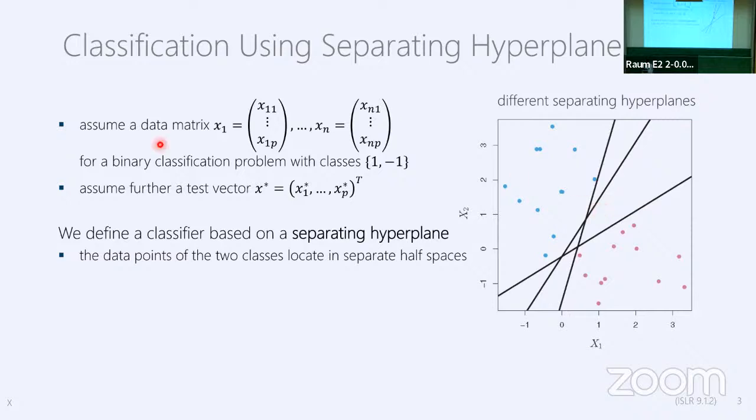Right, so just as before, we have our data matrix of p-dimensional data points. We stack these data vectors into a data matrix, and we're concerning ourselves with the binary classification into 1 and minus 1. And we'll see exactly how to do this with hyperplanes.